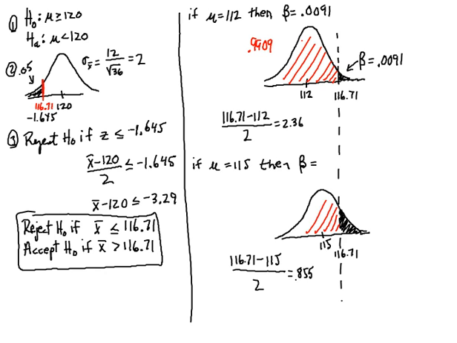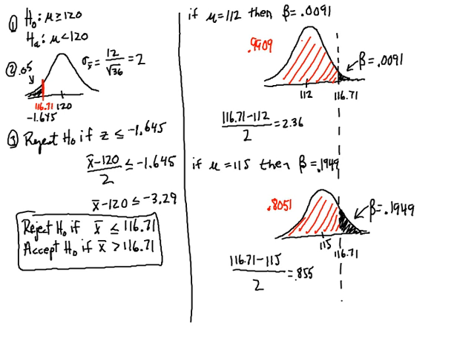and find that the probability from the table there is 0.8051, and then therefore my probability for beta is 0.1949, or 19.49%.